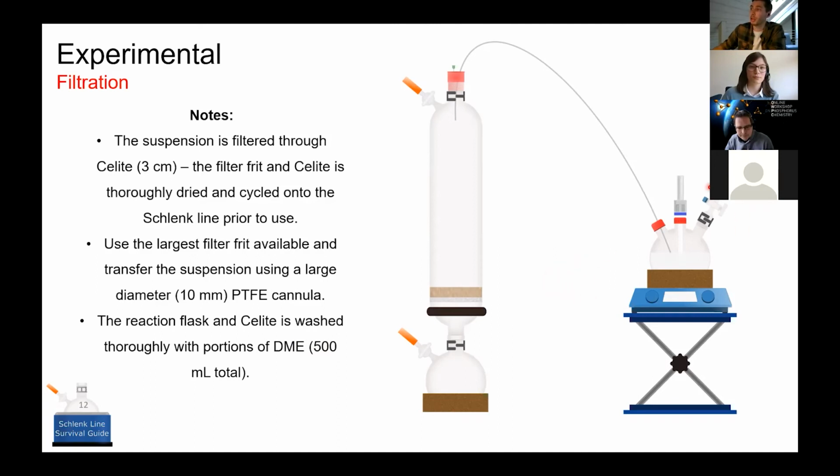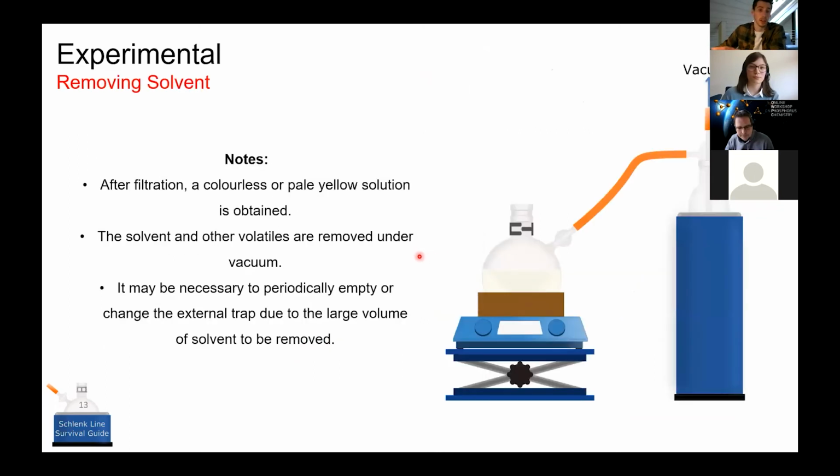And it's good to add the DME directly to the reaction flask first, and that rinses it out and makes the workup of this reaction flask easier later on. And we repeat that until we've completed the filtration. Following from that, we will then get a colourless or pale yellow solution. And the next thing is to obviously remove all of the solvent and remove the volatiles under vacuum.